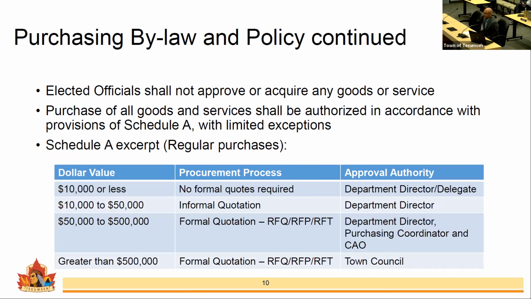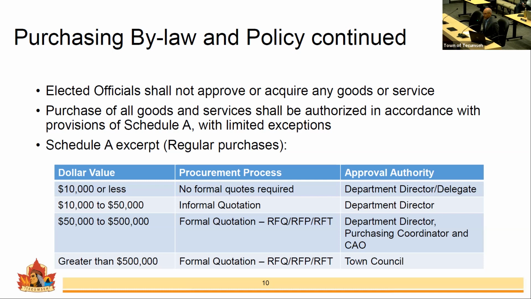So procurement process and level of approval authority are primarily driven by dollar value of procurement. Schedule A also includes approval authority matrices for non-regular procurement. So for example, single or sole sourcing, direct negotiation approval authority, and also approval authority for tenders with irregular results.